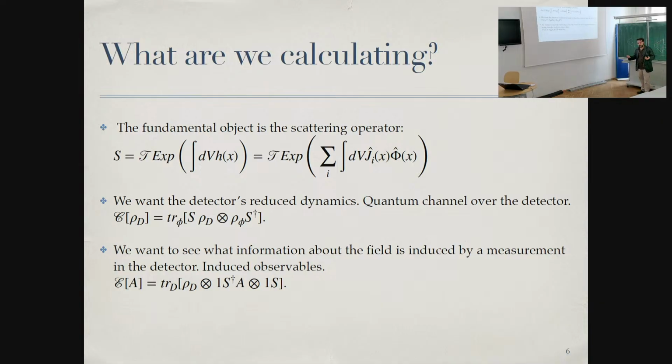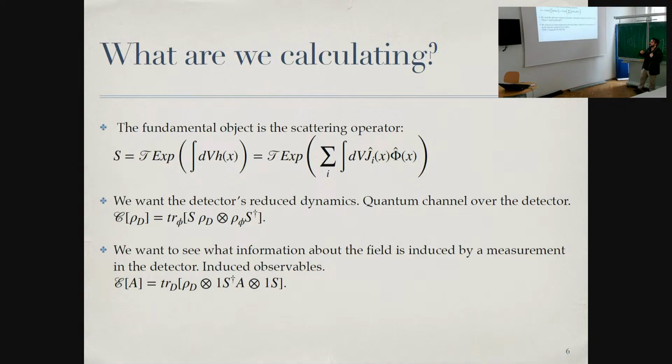So there are two things that people have done. There are many ways of thinking about this, but the most ecumenical way is to think that we're thinking about the interaction as a channel over the detector. That is, we have an initial density matrix for the detector, and the interaction with the field implements a channel that depends, of course, on the initial state of the field.